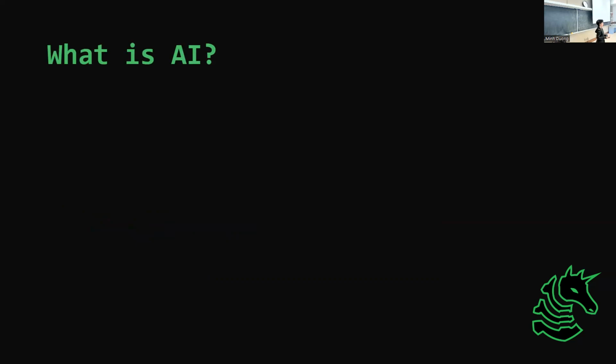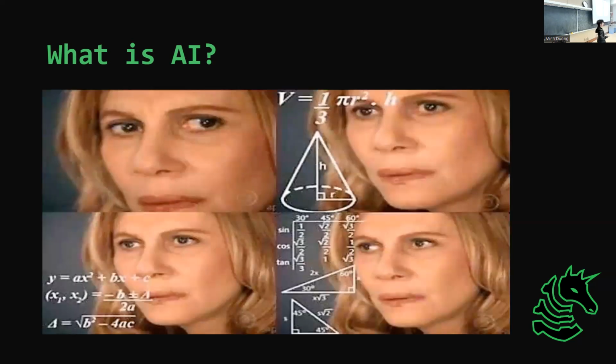So what is AI? Everyone talks about AI models. There's a lot of discussion about various aspects of AI, but fundamentally, what is it? It's math. It's all just math. It's calculus, it's linear algebra. At the end of the day, it's just computers doing math really, really fast.